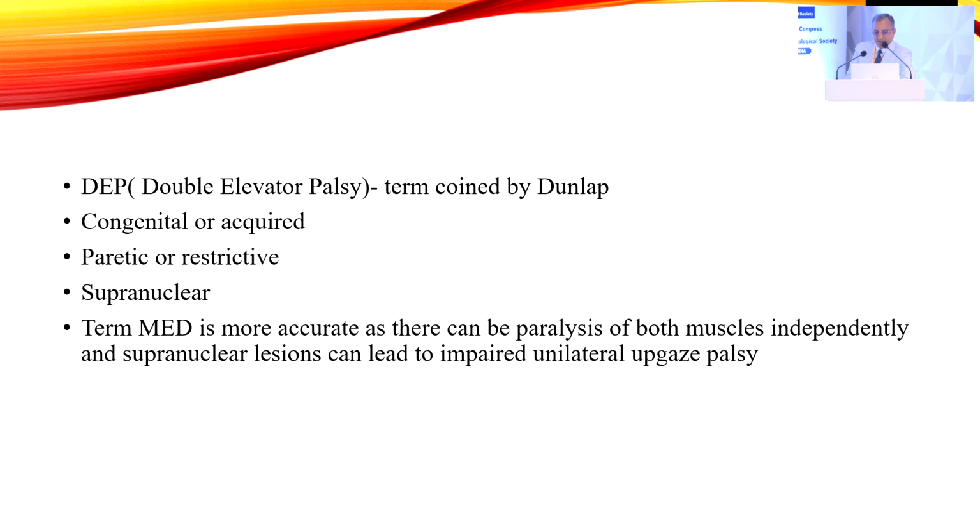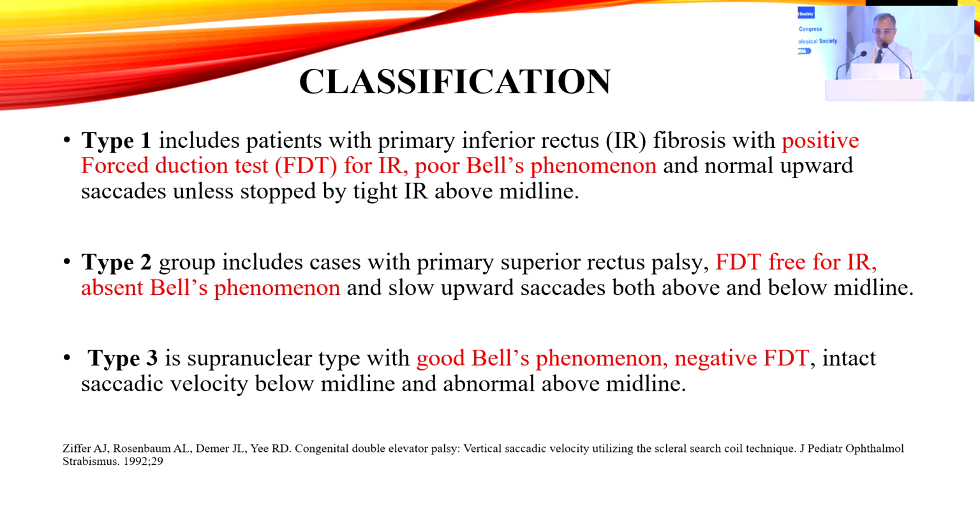It may be congenital or acquired, paretic or restrictive, supranuclear. However, MED is a more accurate term as there can be paralysis of both muscles independently, and supranuclear lesions can lead to impaired unilateral upgaze palsy. It is classified into type 1, type 2 and type 3.